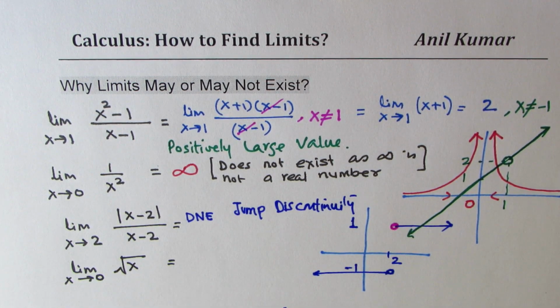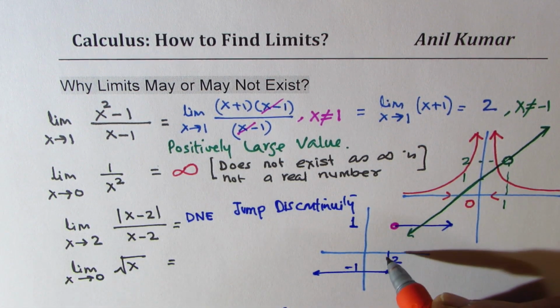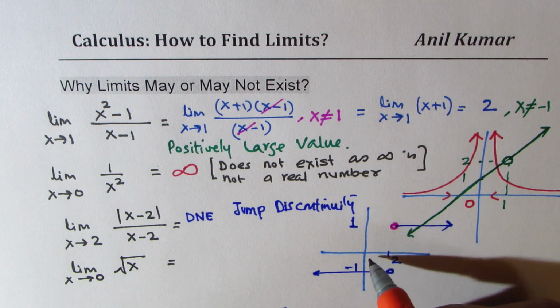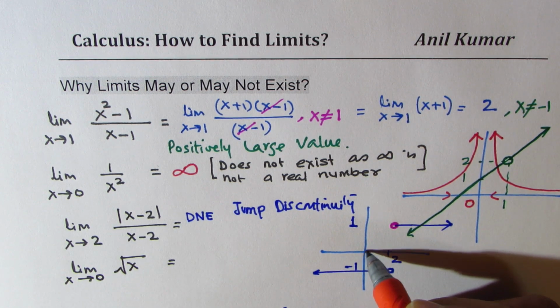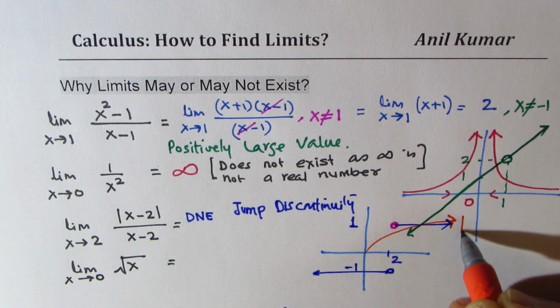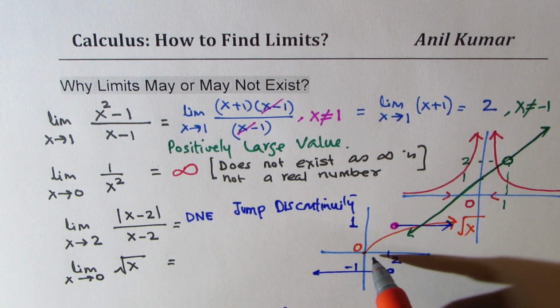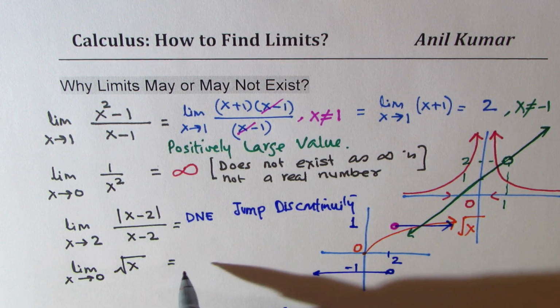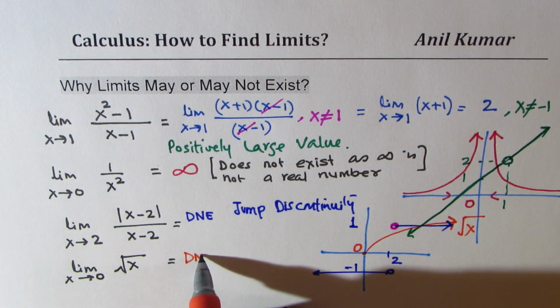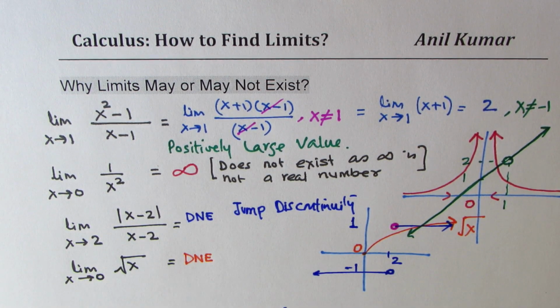Now let's take the last one, which is the square root of x. The question for you is, what is the limit when x approaches 0 for square root x? Let me sketch this function here. You want to approach 0. Can you approach from the left side? No. So it also does not exist. You get the idea, right?